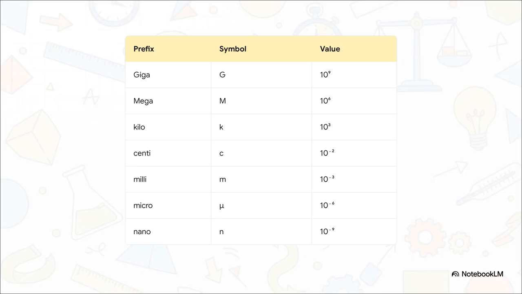Each one of these prefixes is just a shorthand for a power of 10. So kilo means 1,000. A kilogram is just 1,000 grams. Milli means 1,000th, so a millimeter is just 1,000th of a meter. It's a beautifully simple and powerful system that stops our numbers from getting ridiculously long.